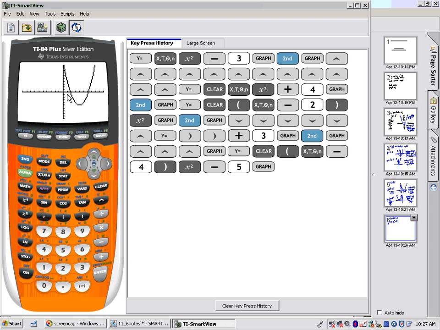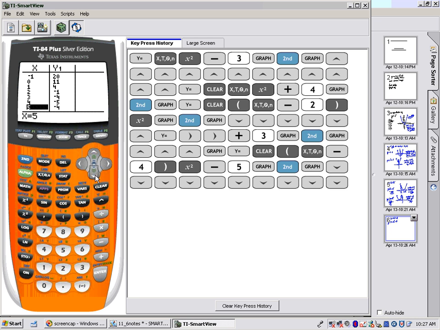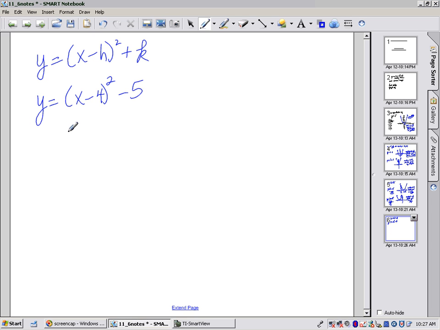So now the vertex should be at (4, -5). And you can look at the table, and if we go to (4, -5), around the point we should see repeating values. And here's (4, -5). And symmetry on either side of that point is occurring. And so in your homework, you need to identify the vertex. So in this case, it is (4, -5).